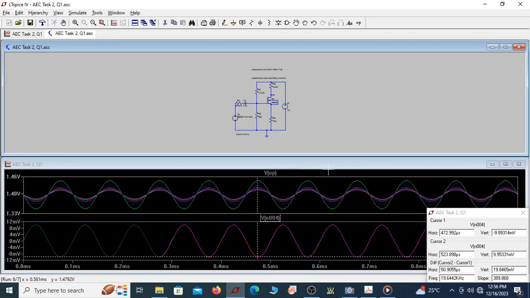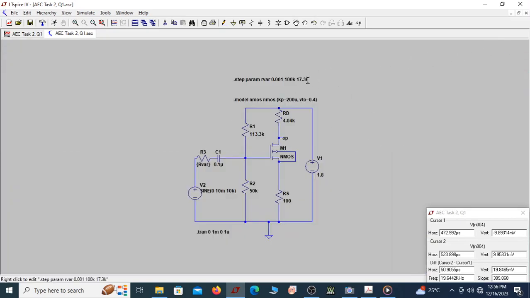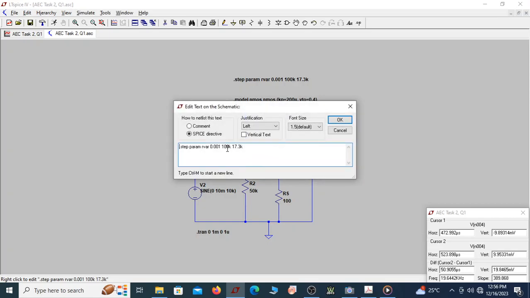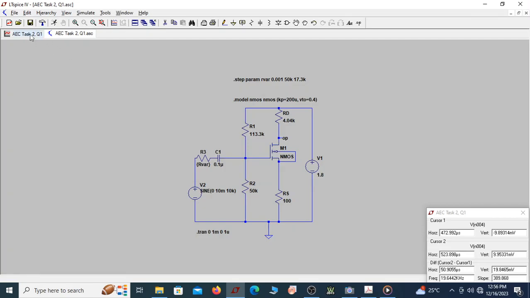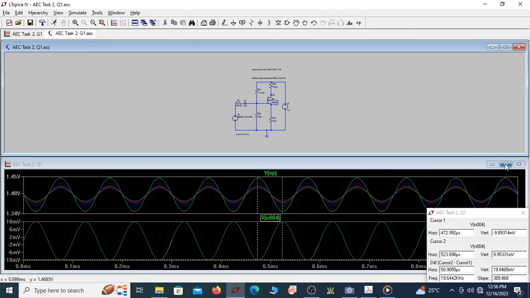You can see now you have different values, so you can just stop it. It need not be up to 100 kilo ohm. Let me just make it up to 50 kilo ohm, just to make it much more clear. I will run it now. Now let us see what's happening.